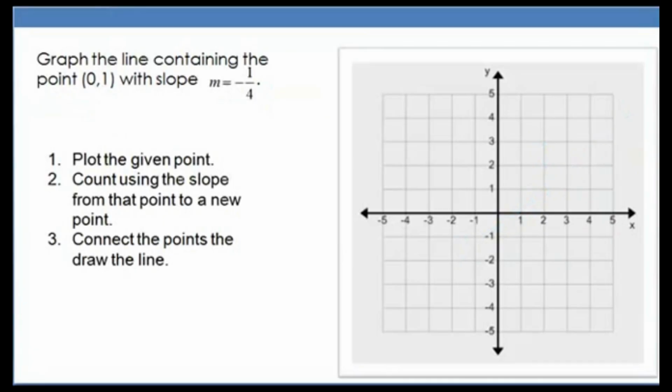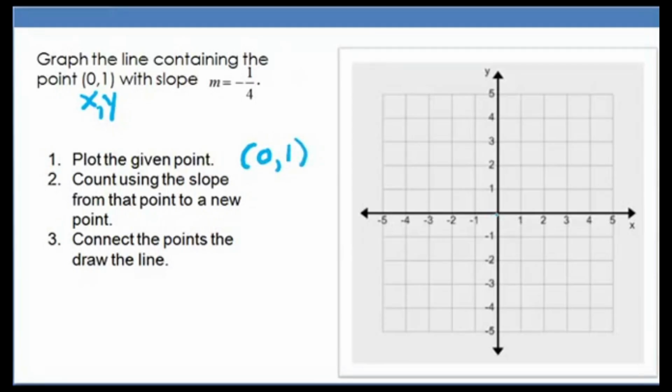Let's look at another example. Graph the line containing the point 0, 1. So our x will be the 0 and our y will be the 1, with slope m equals a negative 1/4. Right. Step 1 is to plot our given point. So we're going to plot 0, 1 on our graph.